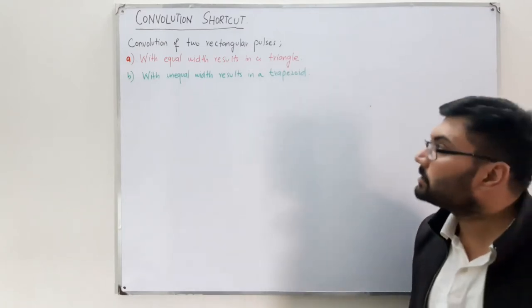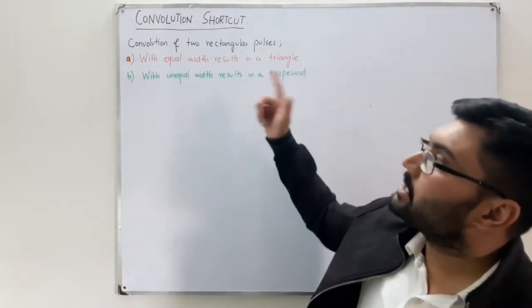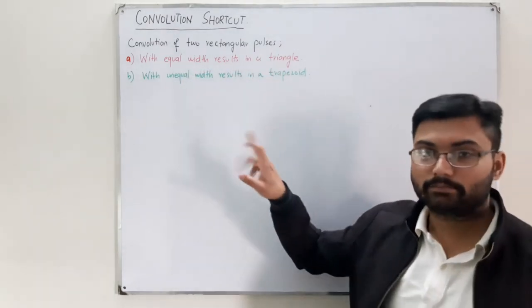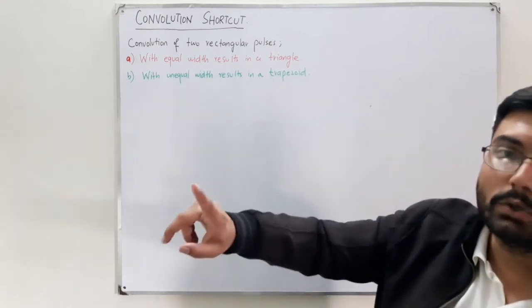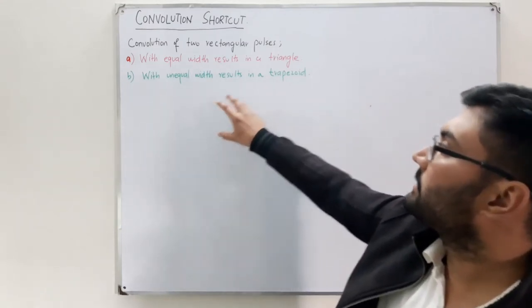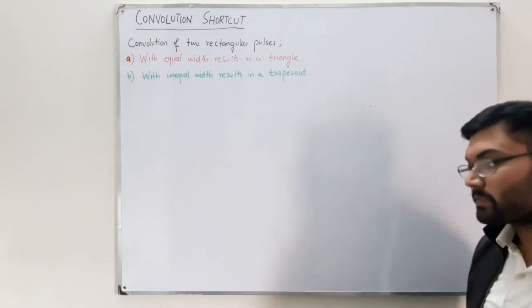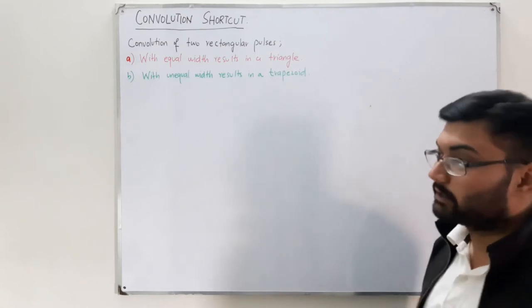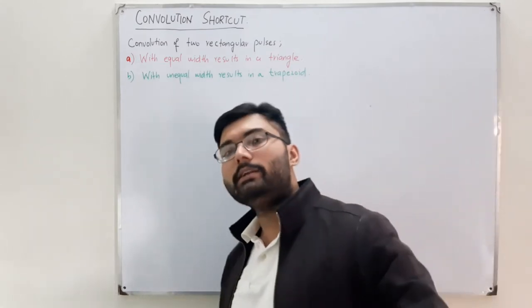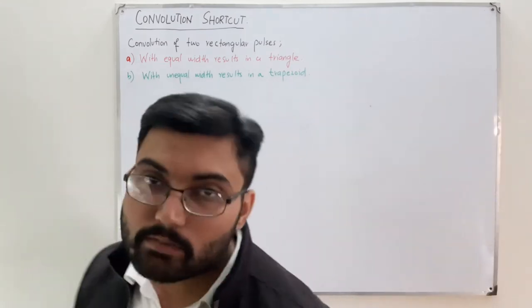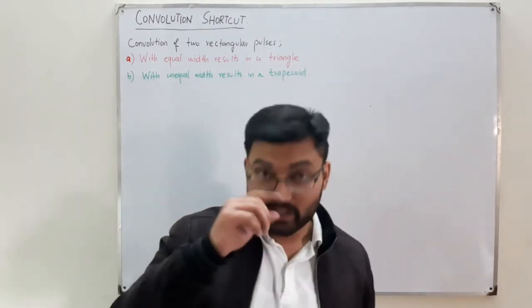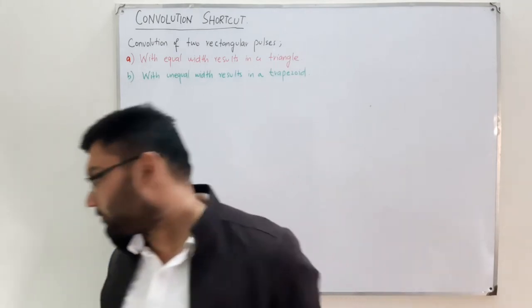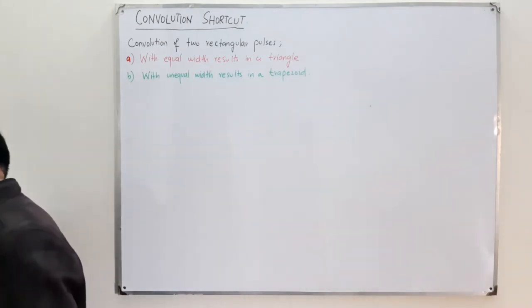I've written over here that the convolution of two rectangular pulses, case number one, with equal width results in a triangle, and case number two, with unequal width results in a trapezoid. I will not be doing the whole calculation from the very beginning by the conventional method. I will only show you the shortcut method, which means I'm not going to prove it. The proof you can of course do on your own.